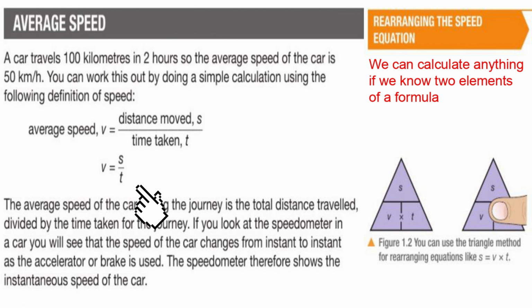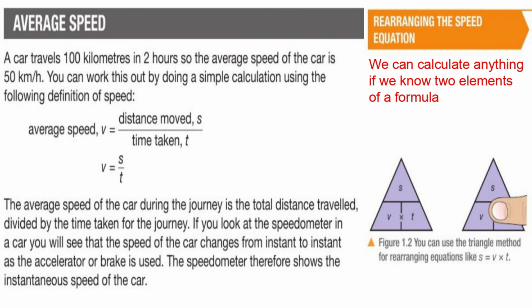The formula would be v = s/t. Here, v is for velocity, s is for distance, and t is for time taken. We can calculate anything if we know the two other elements of a formula. For example, we can rearrange the speed equation as s = v × t. We can calculate the distance by multiplying the speed and time.